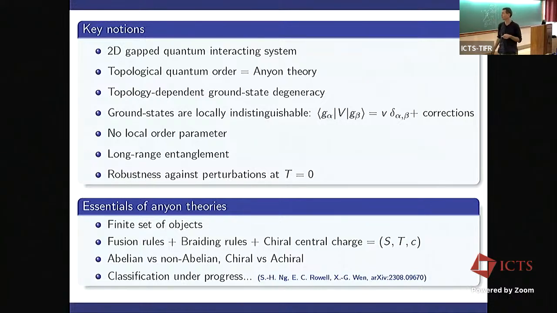Another important quantity is the chiral central charge, which is also directly associated to the fusion and braiding rules. And there is the S matrix, which characterizes the fusion and the braiding, and the T matrix, which is essentially the self-twist. Basically, for fermions, you expect a minus sign, for bosons the plus sign. And the chiral central charge, these three quantities, S, T, C, almost fully characterize the anion theory. Yes?